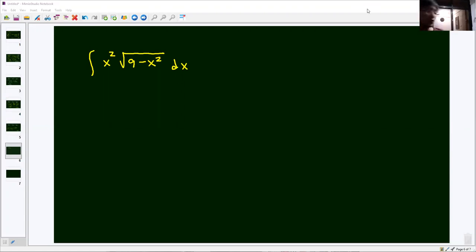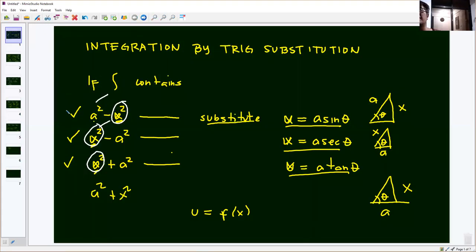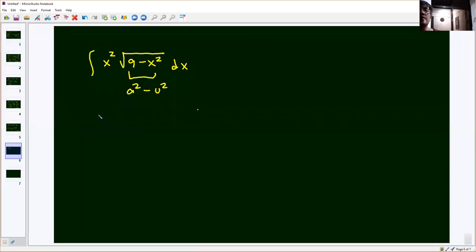Okay, so solution 1. Yung ginawa ni Dian. Trig sub agad. So ito yung nakita yung form. Again, a squared minus u squared. So far, yan palang ginagamit ko out of the 3. Yung una pa lang, si Art, ito pa lang. So, happens na ang u natin si x din. So, 3 sine theta.